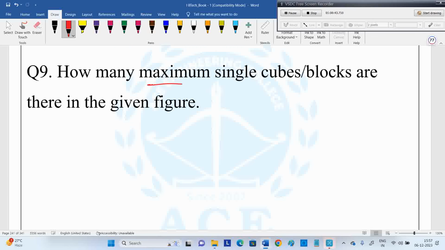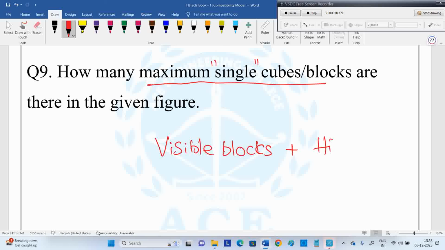How many maximum single cubes or blocks are there in the given figure, you need to count. And one important thing you have to keep in mind is hidden plus visible. Visible blocks plus hidden blocks also you need to count. Hidden also is very important.